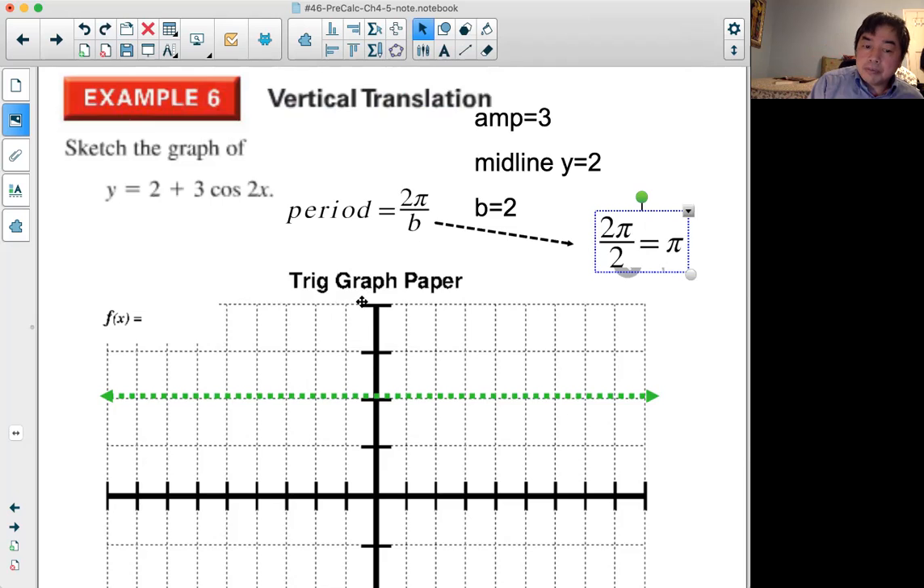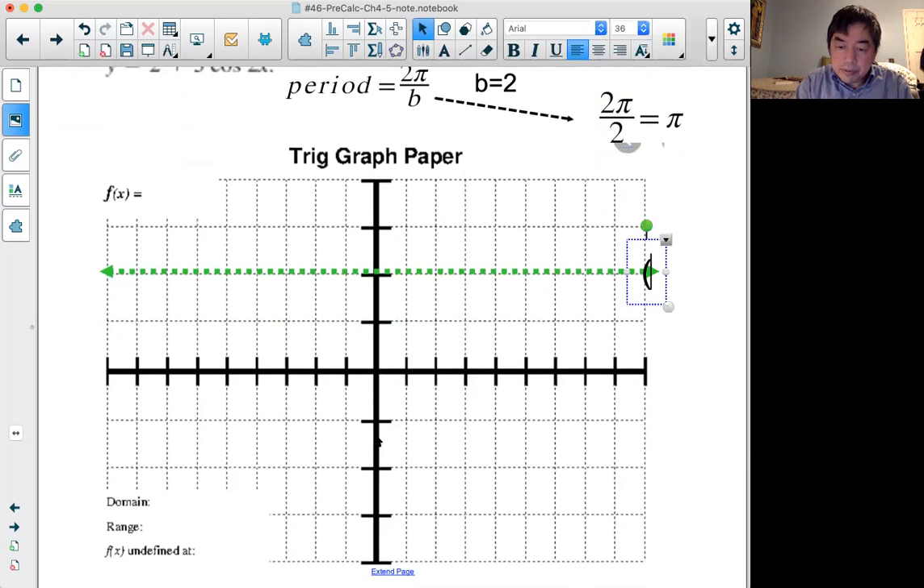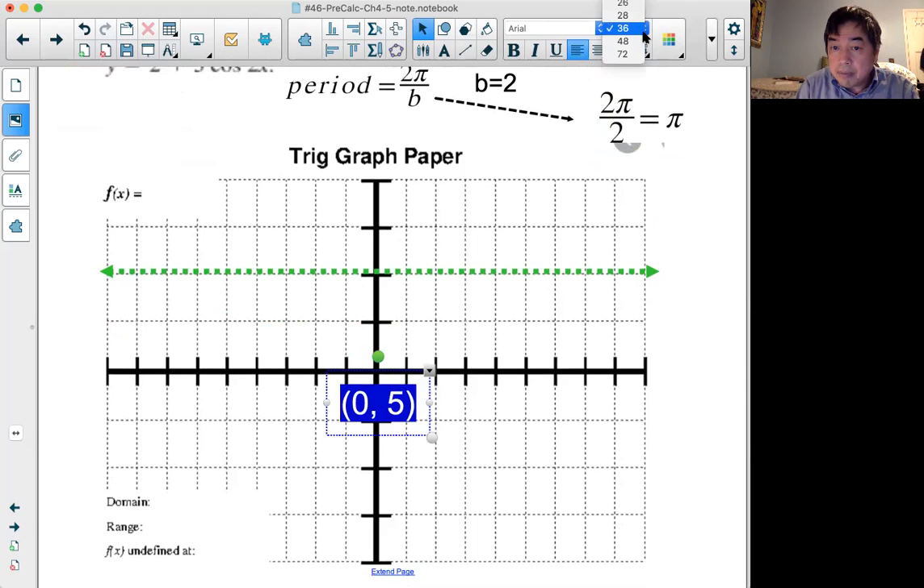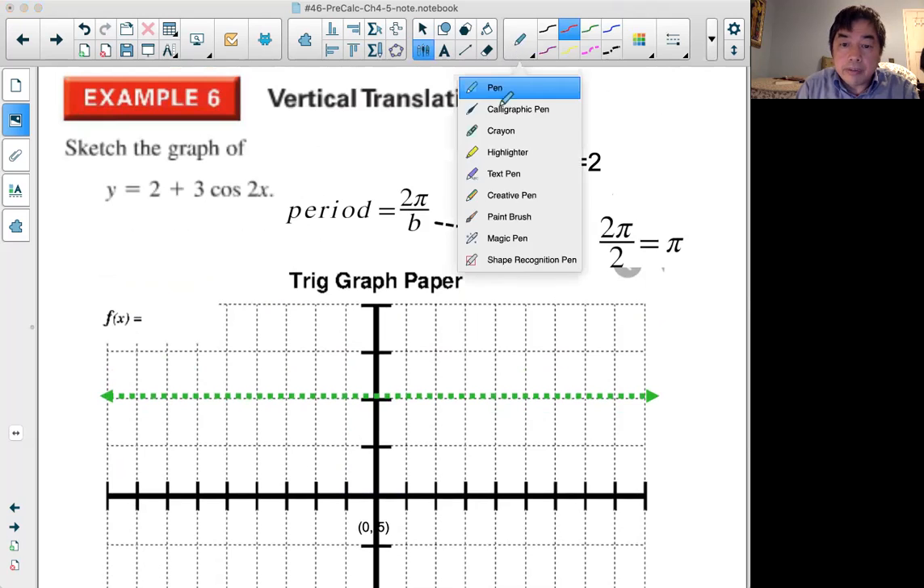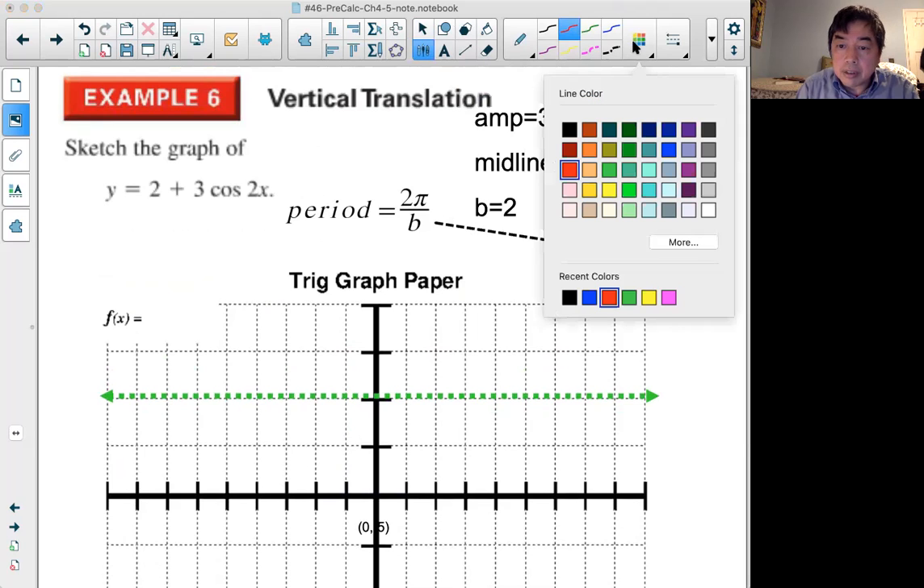So if you start from x equals 0, you get 5. So that might be the max value. Okay, then make it a little smaller like this so you can see 0 and 5. It's a little out of the range, so I use a red color.